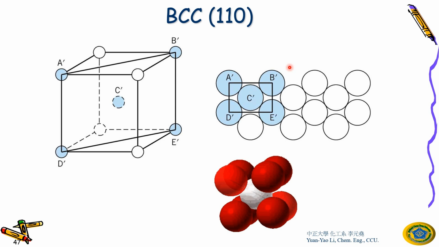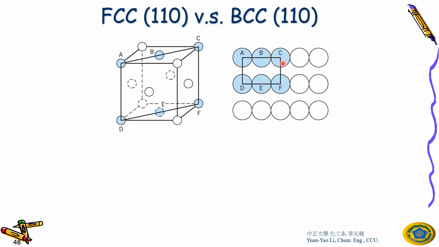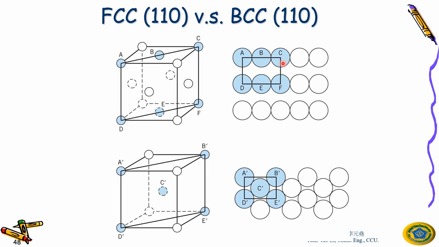Okay, you might say, Professor, why do I need to learn this? So let's take a look at FCC 110 and BCC 110. What's the difference between these 2? So this is FCC 110, right? This is BCC 110. So you understand this is a repeat unit. This is also a repeat unit. And you understand in this repeat unit, there are more atoms occupied, and in this one there are fewer. So that's why we are going to learn something about this.